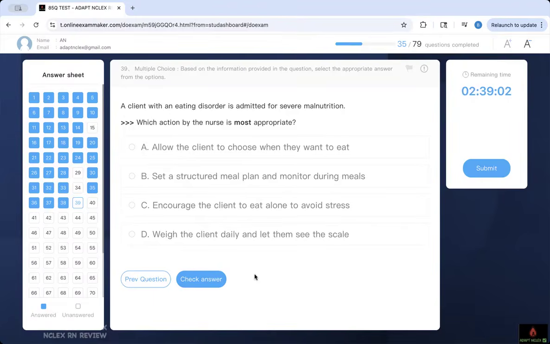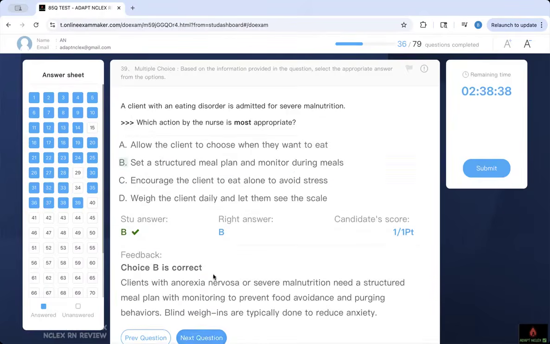What do you want to do? Allow the client to choose when they can eat? No, you should not. That's why they are in the hospital. You set a structured plan and monitor them when they eat so that they don't go and vomit. Encourage the client to eat alone to avoid stress? No, they are in a physiological place. They need to be with people. And weighing the client daily and letting them see the scale? They're going to get mad, but it's not important. The most important is structured eating.